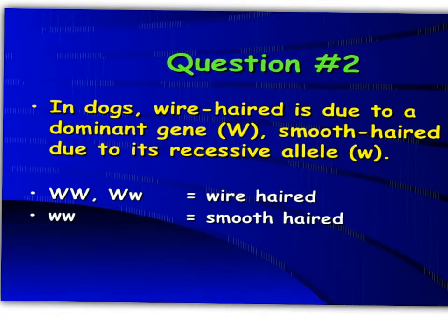In dogs, wire hair is due to a dominant gene, W. Smooth hair is due to its recessive allele, little w. The first thing we want to do when we have a genetics problem is to set up a key. In this case, our key is big W is wire hair. So in order to be wire hair, we would have big W, or we could have big W, little w. The only way to be smooth hair would be little w.